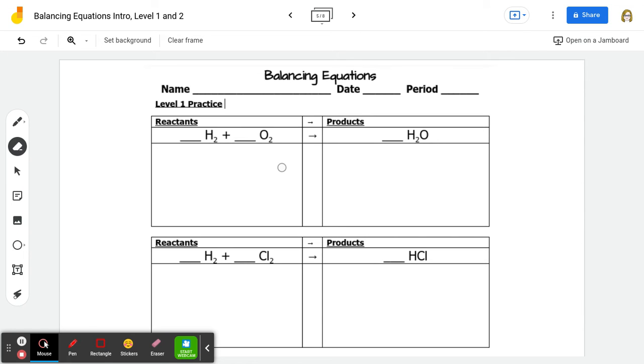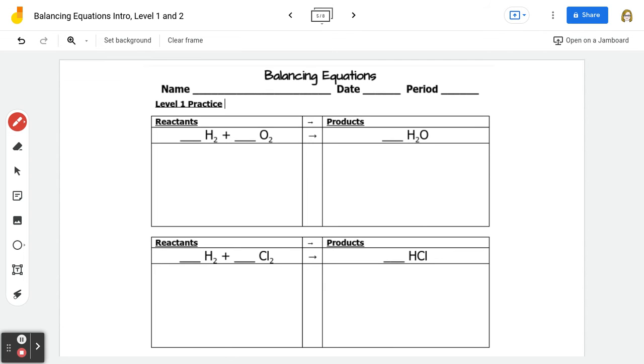Ms. Munoz here with Level 1 Balancing Equations, and we are going to do the inventory method. And when you do the inventory method, you list your elements. I like to list them in the middle, and you start by just listing how many you have to begin with.